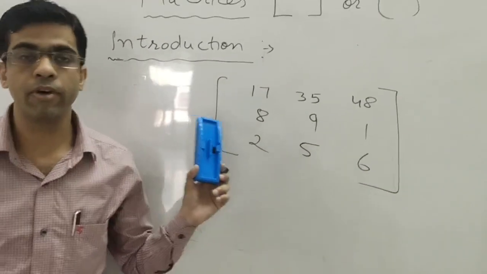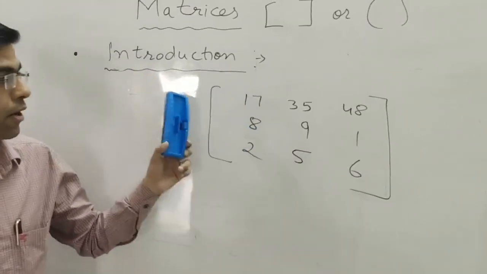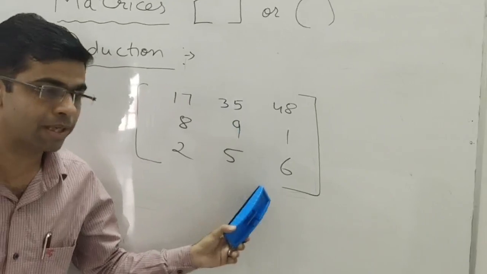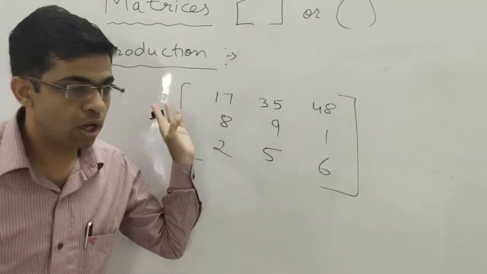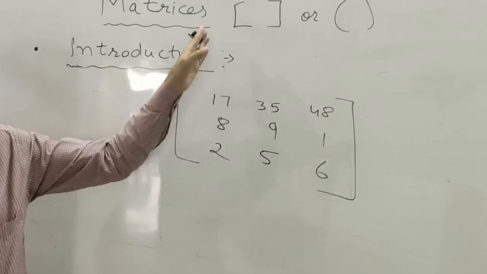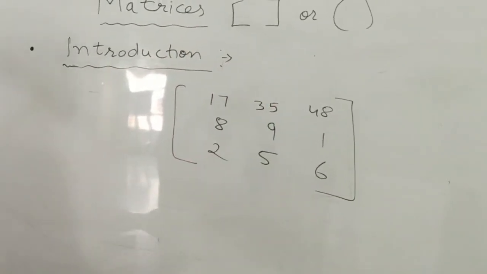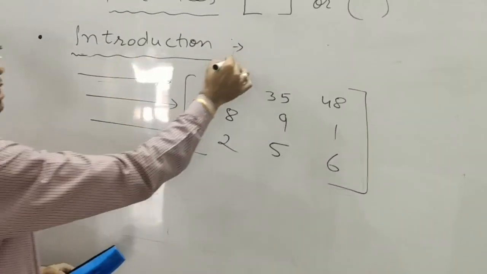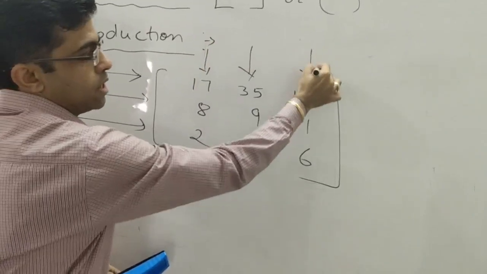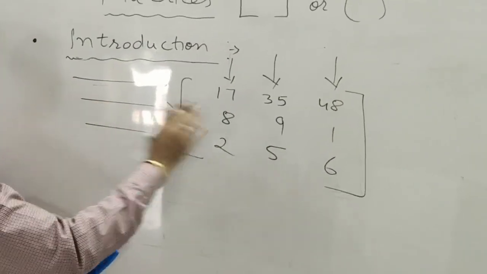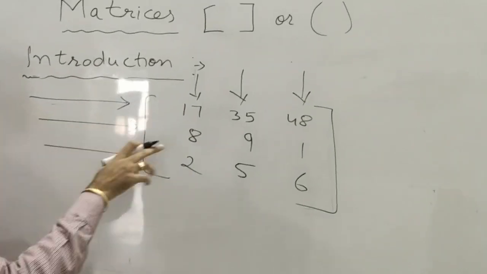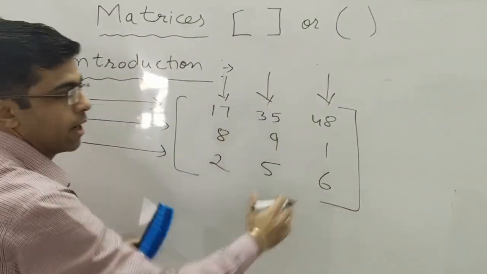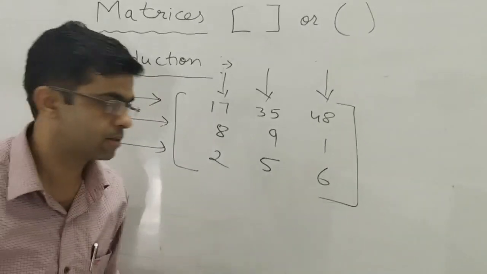So what is a matrix? The numbers, which can be real numbers or complex numbers, are arranged horizontally, line wise, or in the form of vertical lines. Horizontal lines go from left to right, and vertical lines go from top to bottom. The real or complex numbers we arrange horizontal line wise or vertical line wise in this square bracket, this complete thing is known as a matrix.